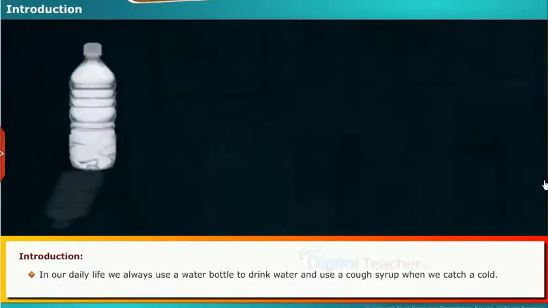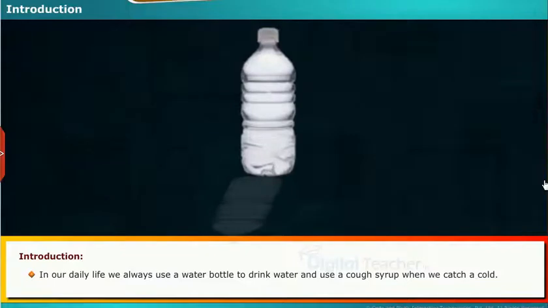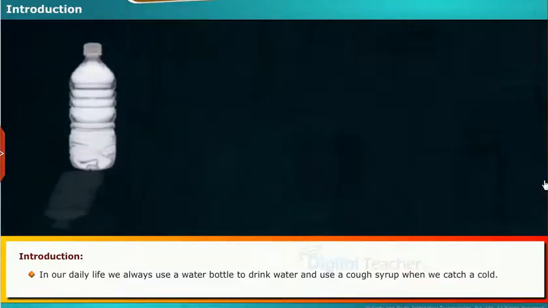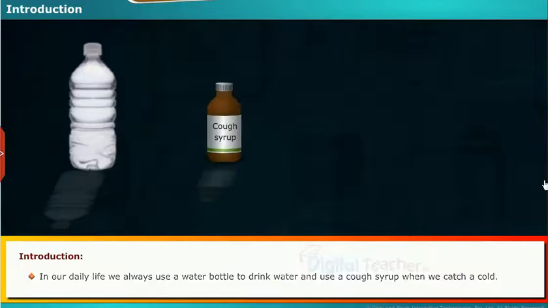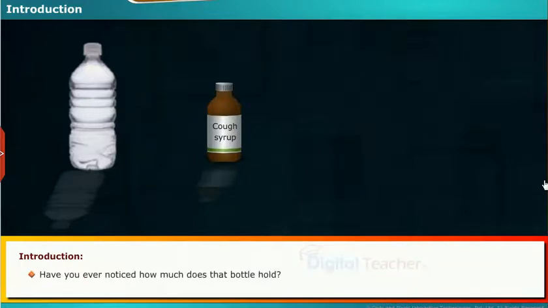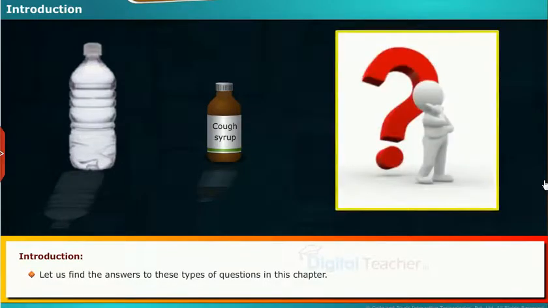Introduction. In our daily life, we always use a water bottle to drink water and use a cough syrup when we catch a cold. Have you ever noticed how much that bottle holds? Let us find the answers to these types of questions in this chapter.